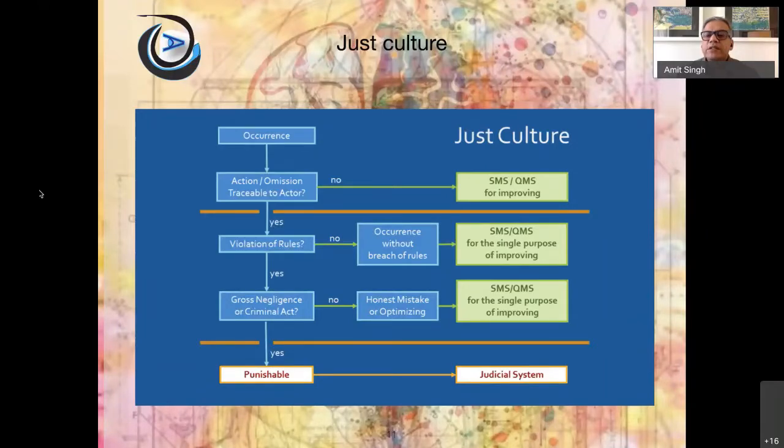Safety has to be managed, and a trust has to be built between the regulator, the operator, and the crew. So if an occurrence happens, of course, you want to know if it is an act of omission or a deliberate violation. If you can't find the person, then the safety management system improves the process. If you find it, then you further determine what happened, and based on the occurrence, you segregate it. Was it a willful negligence or an honest mistake? So just culture basically differentiates between that.